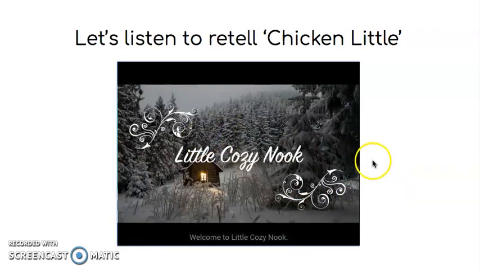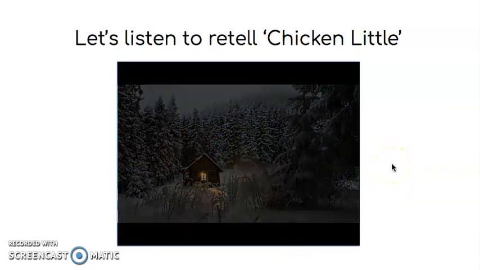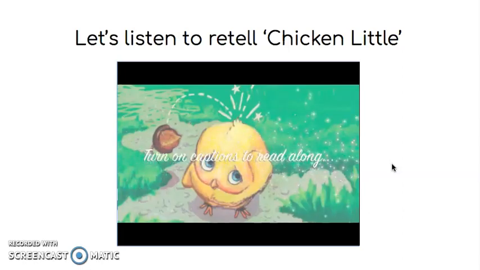Oh, a little cozy nook. That's the name of the people who made this story. Alright, so it says turn on the captions to read along.